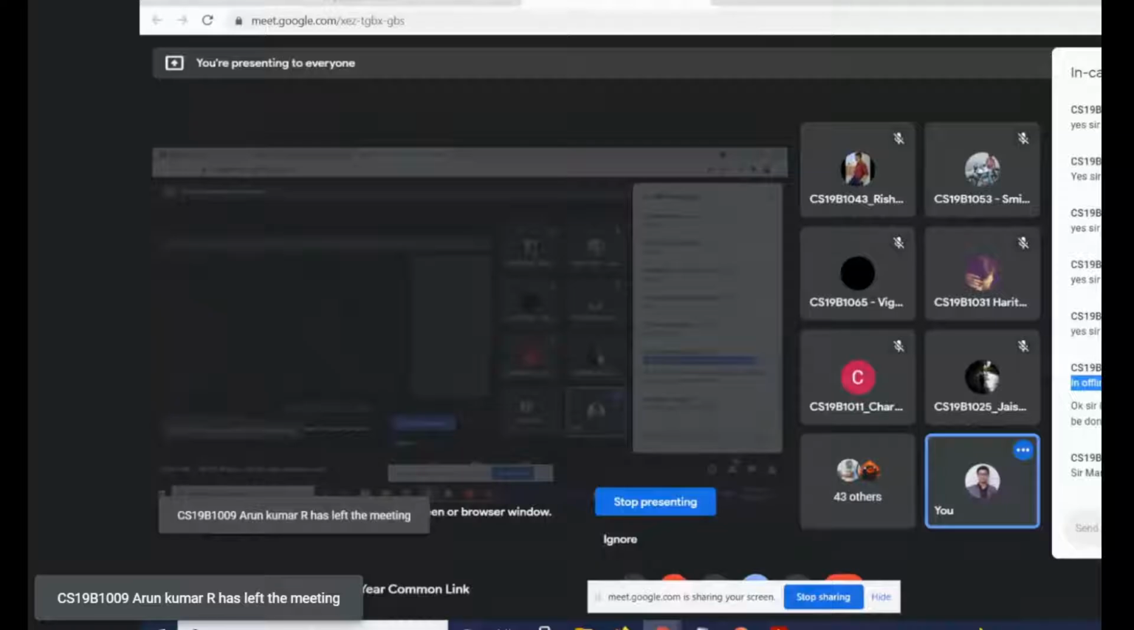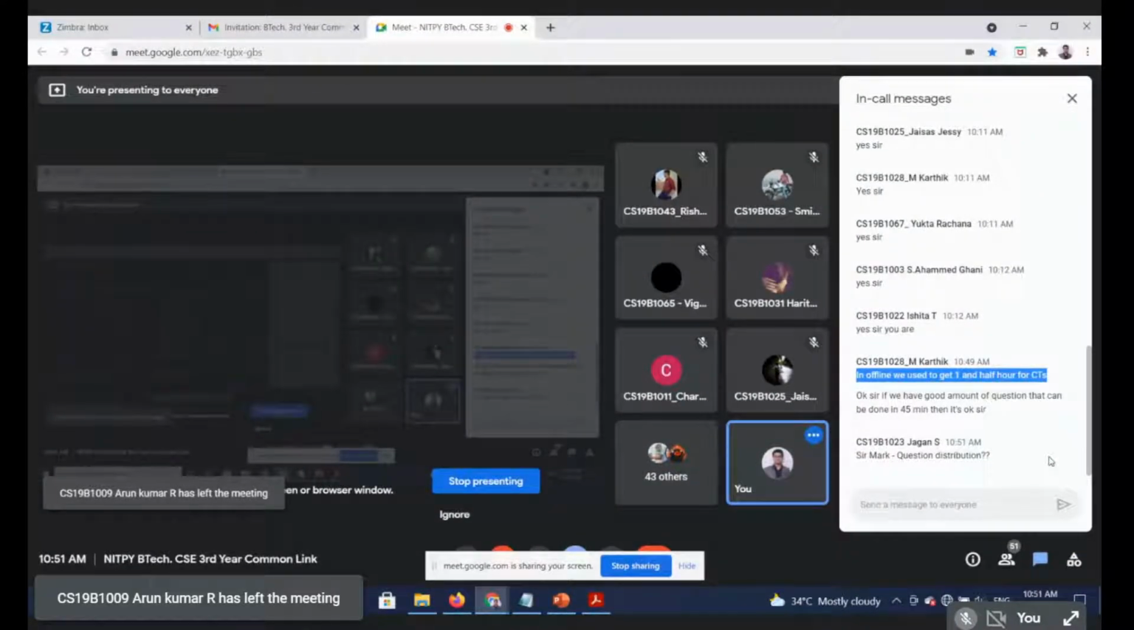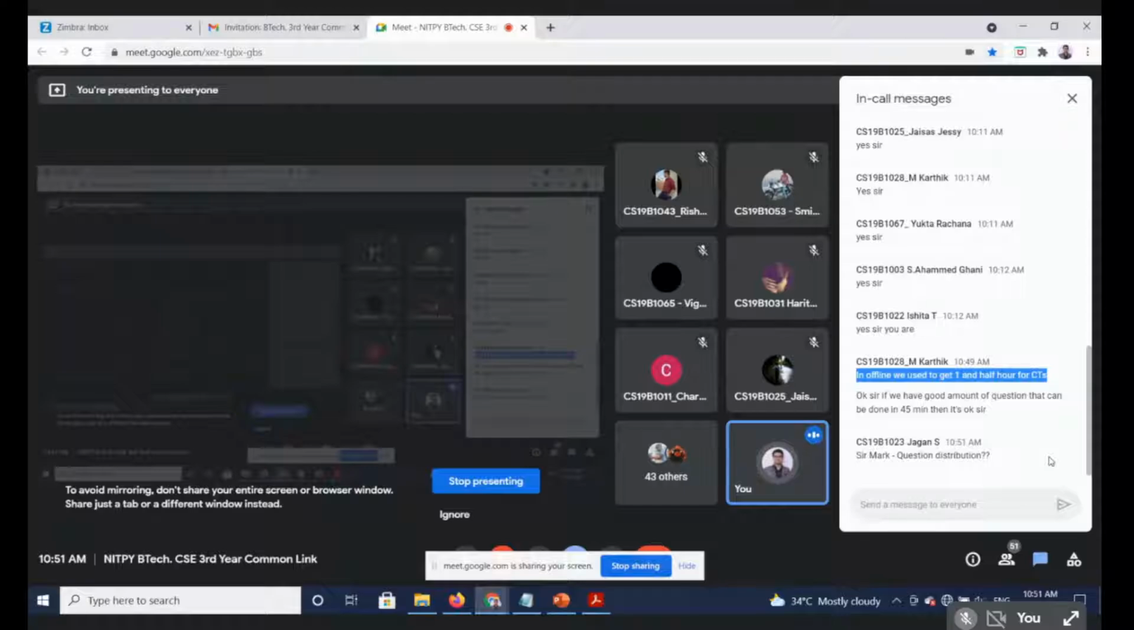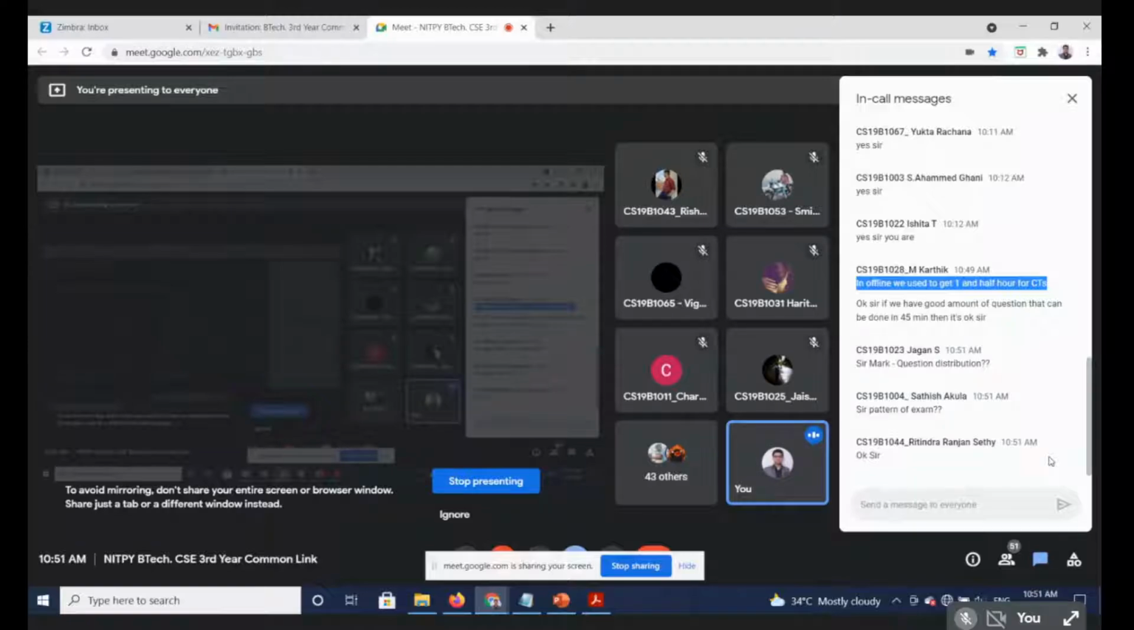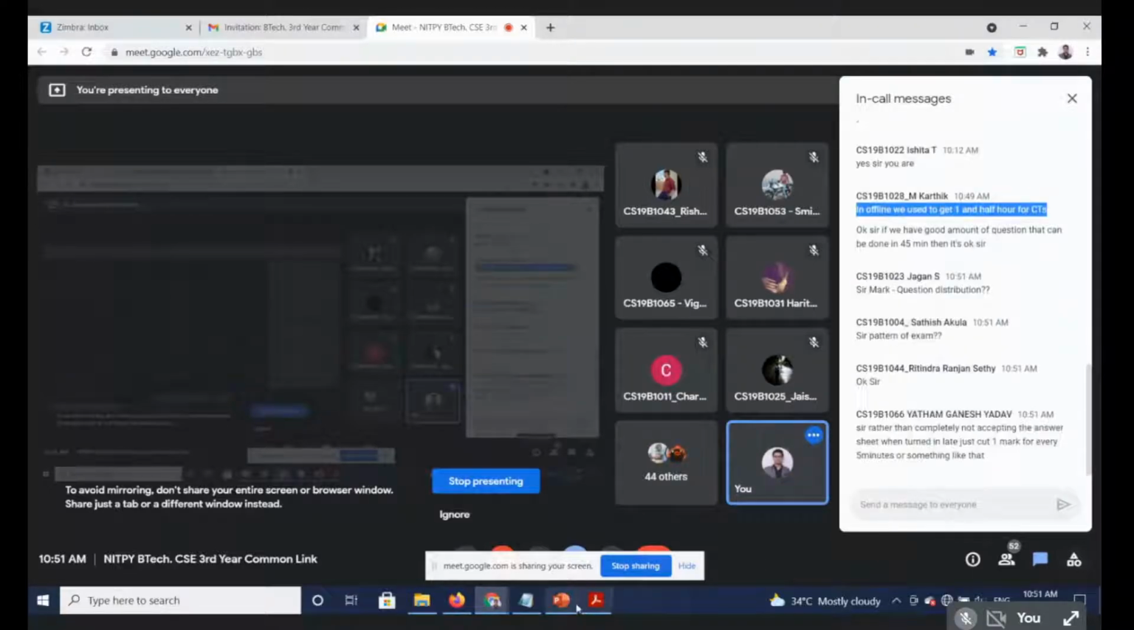Or probably a couple of minutes more. That's all. The mark distribution I've not thought of exactly. Definitely 15 marks. We'll be having MCQs, fill in the blanks, and descriptive. The exact pattern I have not prepared yet, but it will be MCQs, fill in the blanks, and descriptive. Okay, fine. We'll meet in the next class. Thank you, students, for joining in.